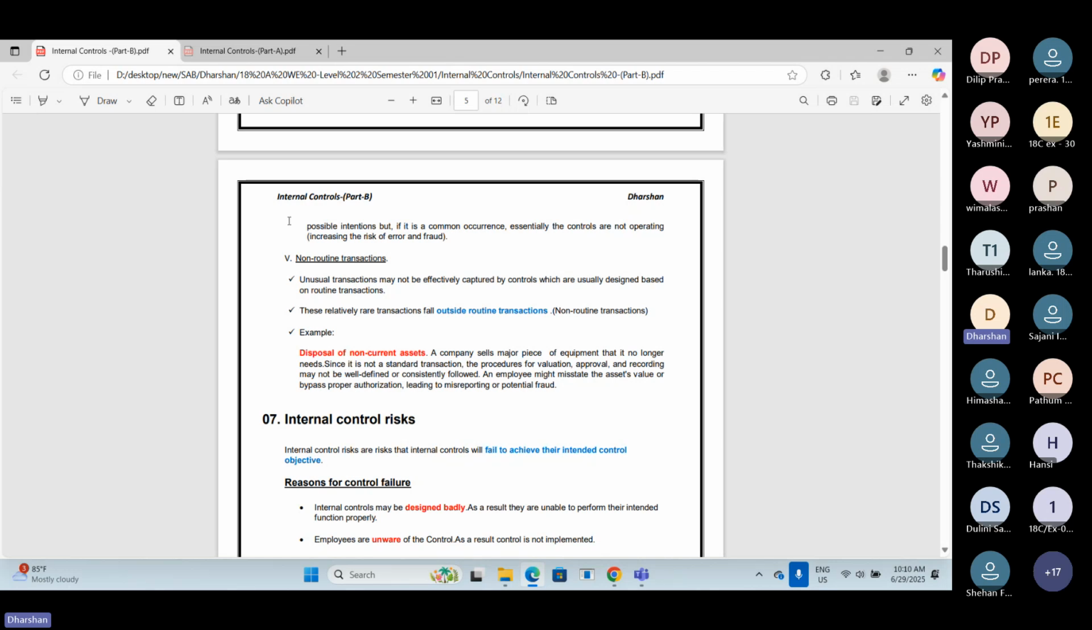On the other hand, after selling the item, there's a chance that the sales process will not be recorded properly in the books because of non-availability of internal controls.